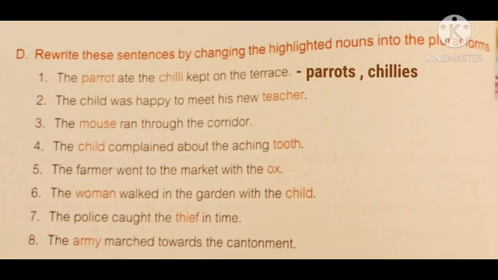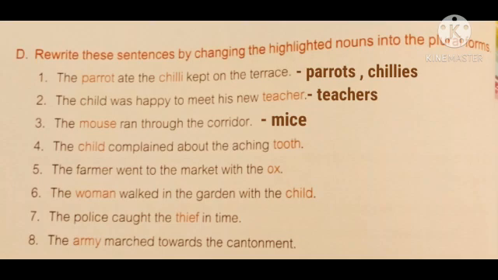Okay. Second, the child was happy to meet his new teacher. The child was happy to meet his teachers. Highlighted word is teacher, so we have to write as teachers. Third, the mouse ran through the corridor, and the highlighted word is mouse. We have to make it mice. The mice ran through the corridor.